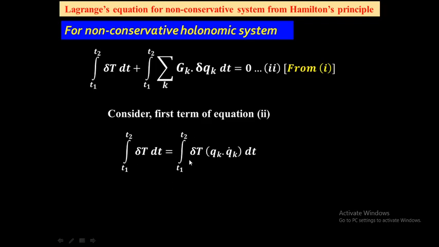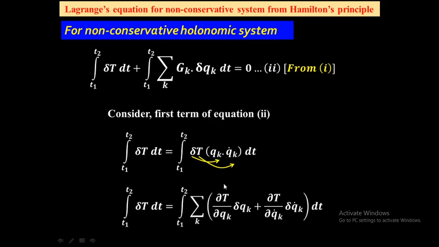This is equal to the integral from t1 to t2. Since kinetic energy is a function of generalized coordinate and generalized velocity, this T is a function of qk and qk dot. Now we will solve this by the chain rule, since this delta is differentiation over kinetic energy, and kinetic energy is a function of qk and qk dot. How can we apply the chain rule? First we partially differentiate T with respect to qk into delta qk, plus we partially differentiate the kinetic energy T with respect to qk dot into delta qk dot.